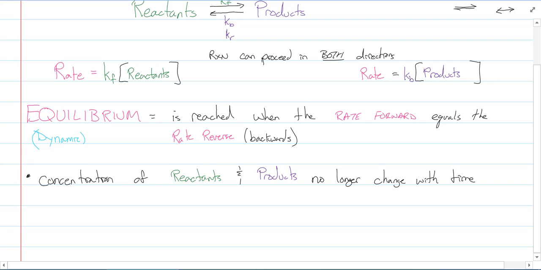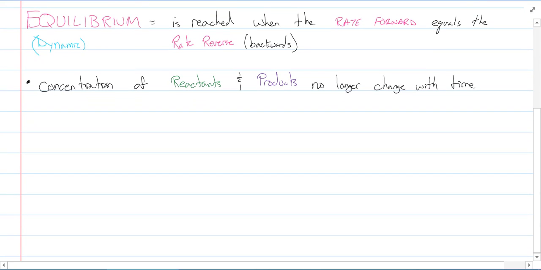For a reaction, once equilibrium is reached, it means the rate forward of the reaction, however fast we're going, is equal to the rate reversed. And it's not a static situation, it's a very dynamic situation. But if we unpack this, the rate forward equals the rate reversed.